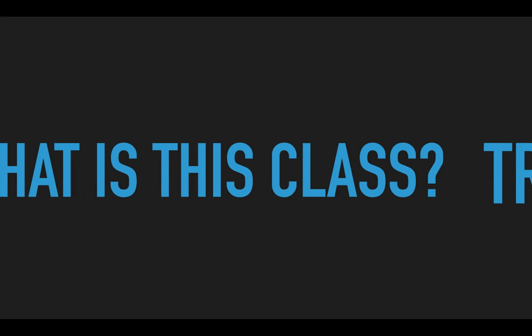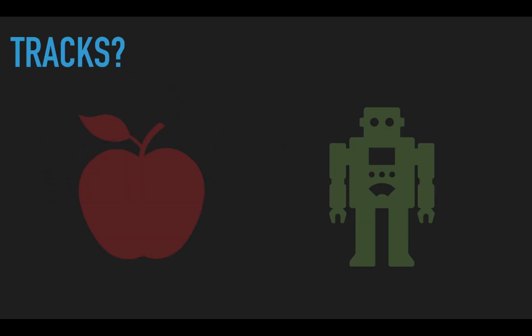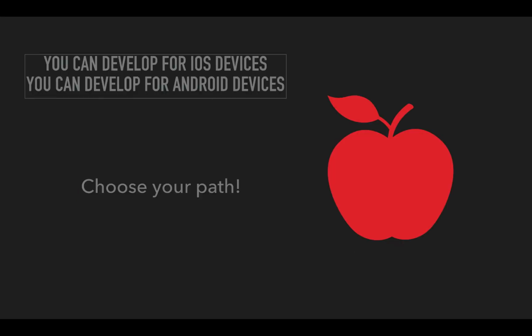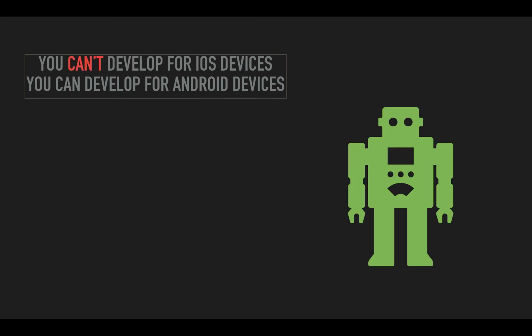So just to clarify one more time, we have these tracks. We have an Apple track and we have an Android track. You don't have to do both. You choose one or the other. If you own a Mac device, you can develop for iOS devices. You can develop for Android devices. If you own a Windows or Linux device, you can't develop for iOS devices. You can only use the Android path.